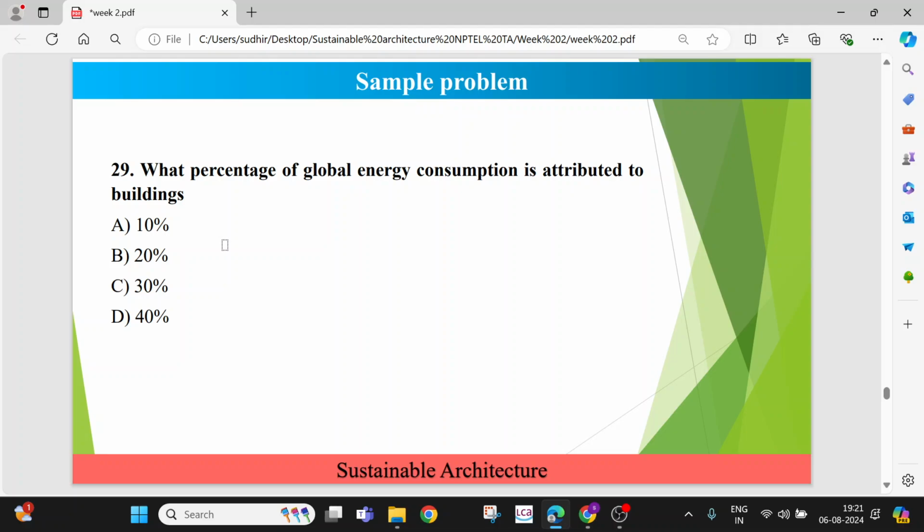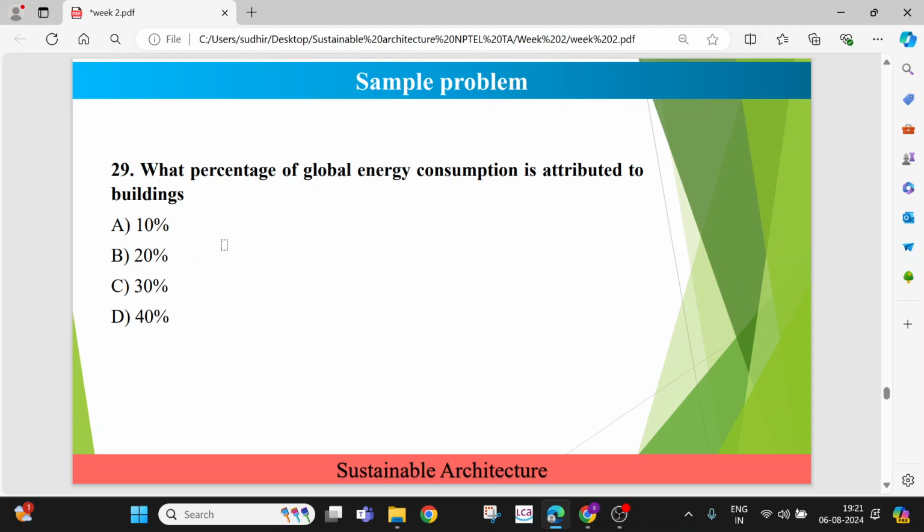So all these contents, I think, are from the last lecture of week 2, where we discussed two pie charts, as I was also mentioning earlier. On one side the energy consumption from the buildings was mentioned, and on the other side the global emissions from the buildings. So based on that slide, or based on the understanding of that lecture, we try to give answers to question number 29. What percentage of global energy consumption is attributed to the buildings?